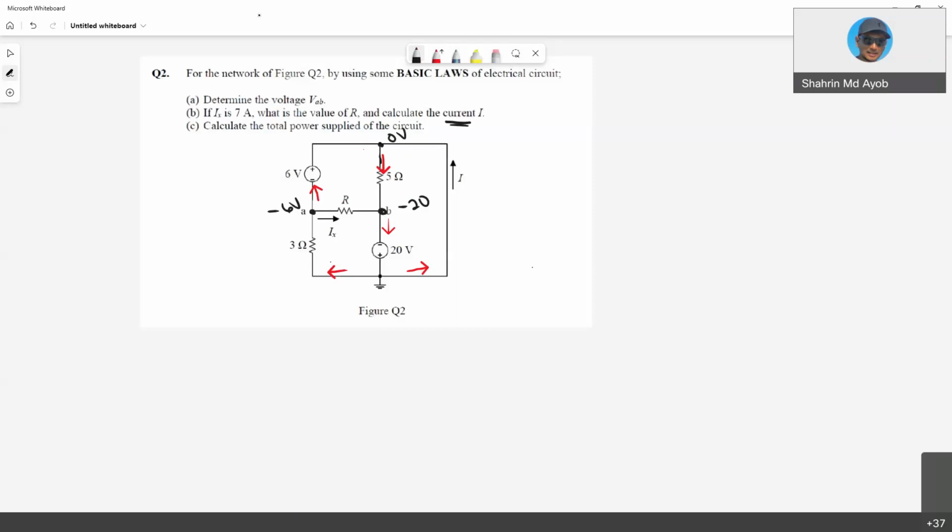Okay, so I give this one I1. Okay, Ix. This one is I2. This one is I3, and this one is I. This one is I4.